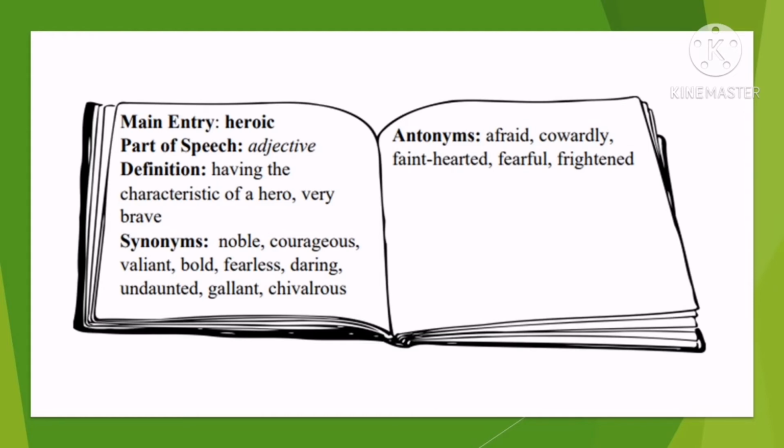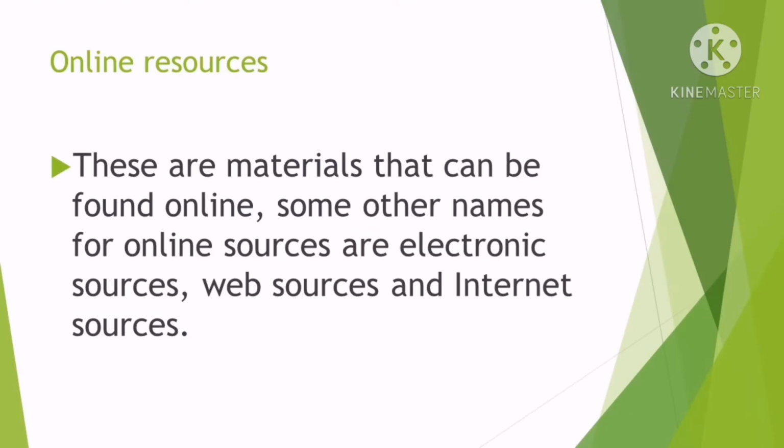We have here the main entry, heroic. The part of speech is adjective. We have the definition, having the characteristic of a hero, very brave, and the synonyms: noble, courageous, valiant, bold, fearless, etc. And we have the antonyms, which include afraid, cowardly, faint-hearted, fearful, and frightened. Now, let's move on to the online resources.